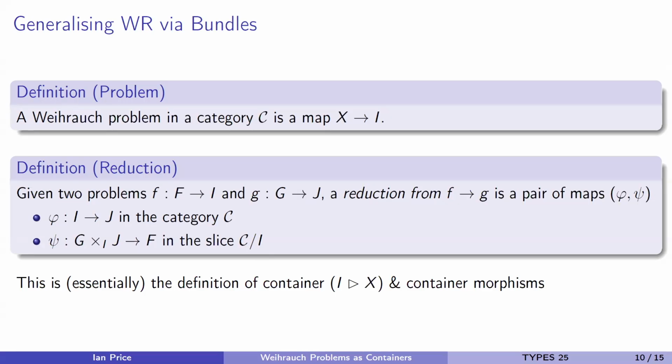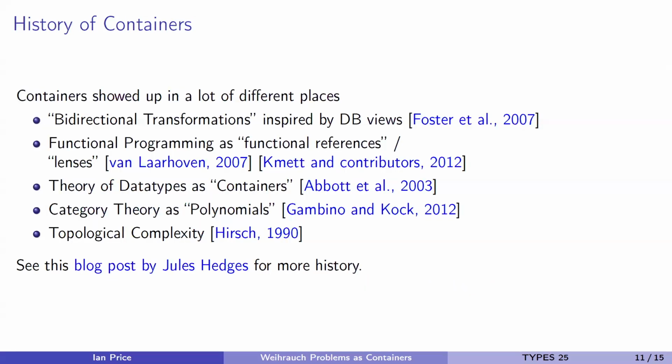So that was a nice thing to learn. Because, well, first of all, it's really good to see the same thing over and over again. Containers have been invented a dozen times. Jules has a nice blog post about it. I'm not going to cover all of these, except to point out that this topological complexity one, this isn't even the first time that containers were invented in the context of computability theory. Hirsch beat us to it by 30-something years.